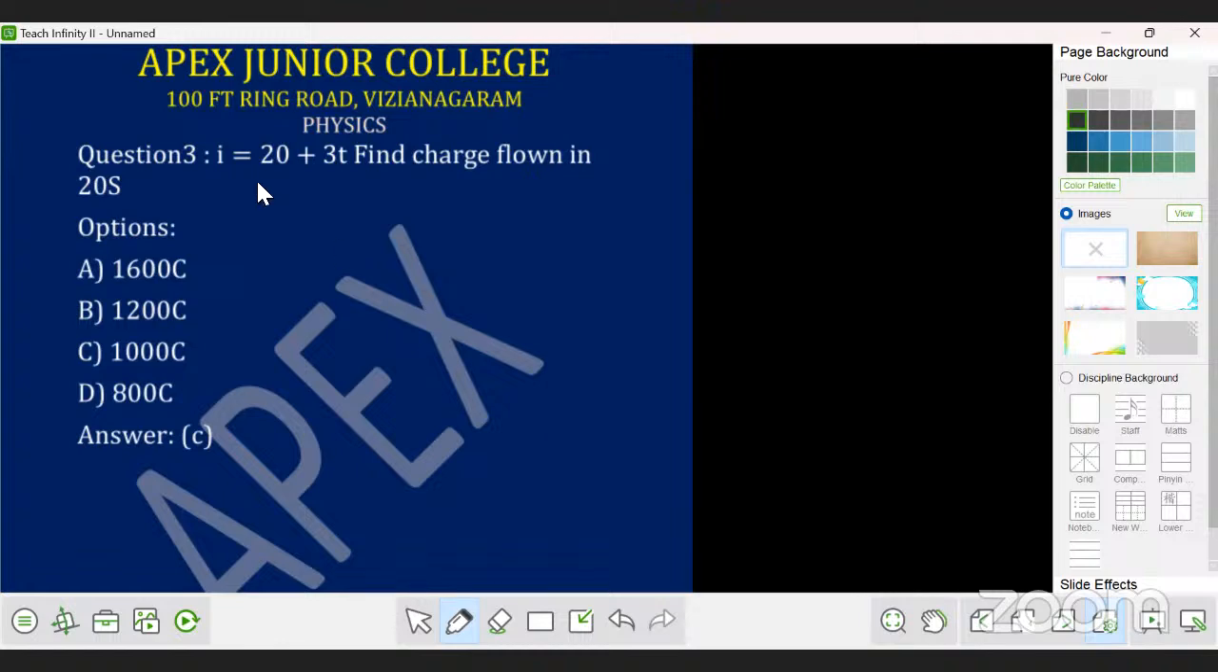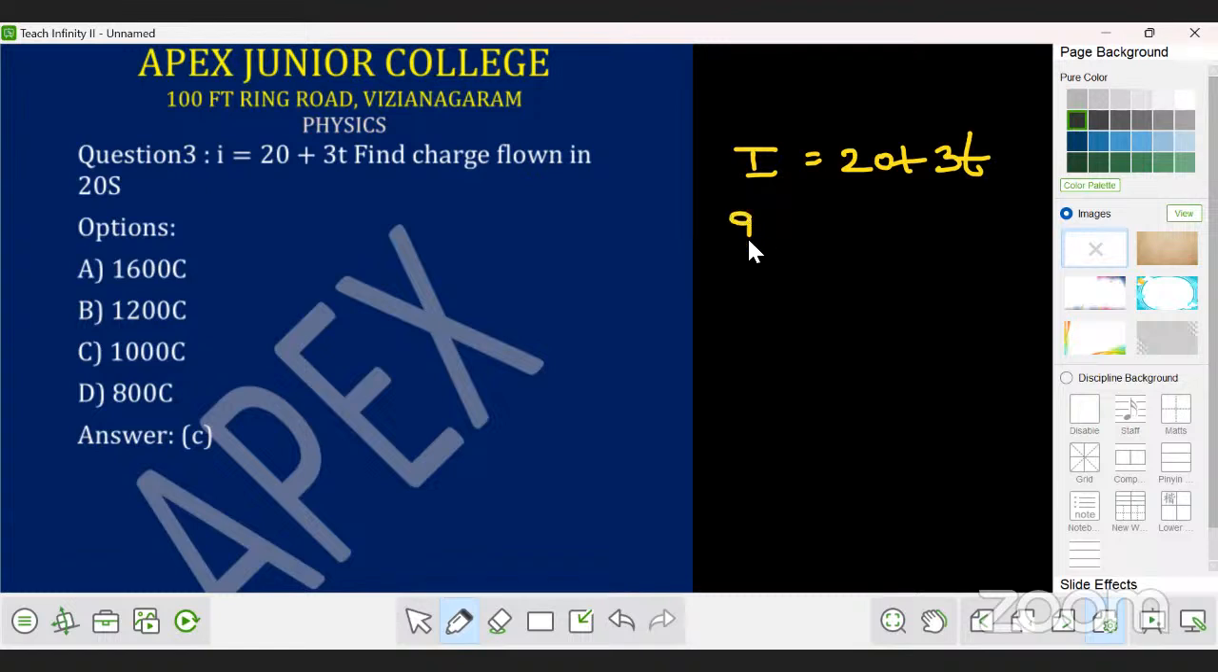It is given that the current equation is given. What is the equation of current given? I equal to 20 plus 3t. Now the question is, you have to calculate the charge flow in 10 seconds. What is the relation between current and charge here?